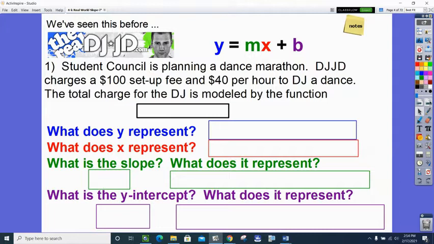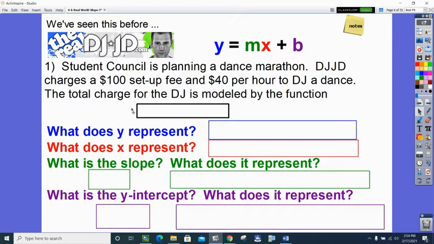And let's start with one that we've already done before. So before we ever talked about slope or y-intercept, you did this problem where you had to write the function rule. Remember it was the student council is planning a dance marathon, and DJ JD charges $100 to bring all of his equipment and set up. It takes him some time. And then he's going to charge you $40 per hour to DJ the dance. The total charge for the DJ is modeled by the function what?